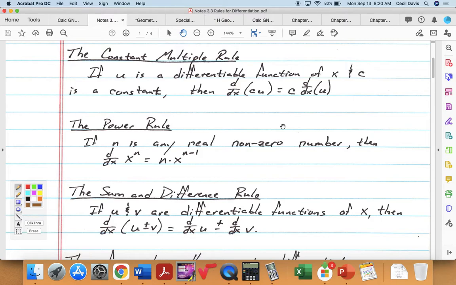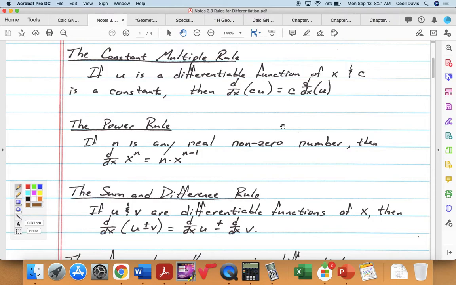The power rule. So if n is any real non-zero number, so it doesn't work for x to the 0, actually it kind of does work for 0. x to the 0 would be 1. And its derivative then would be 0 times x to the negative 1, which would be 0, except at x equals 0, where it wouldn't exist because you'd have 0 in the denominator. That's where the problem is.